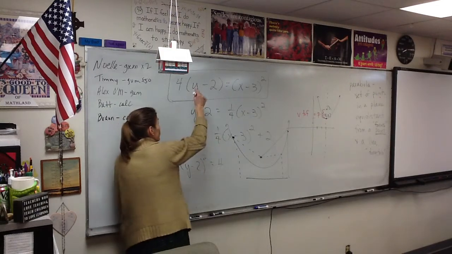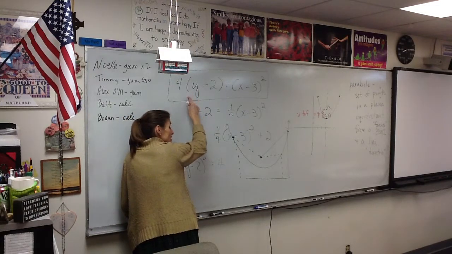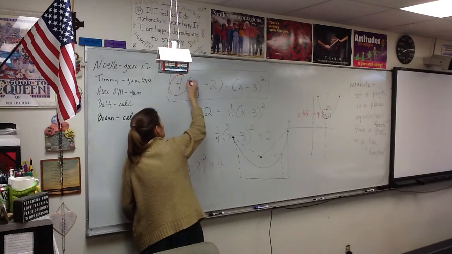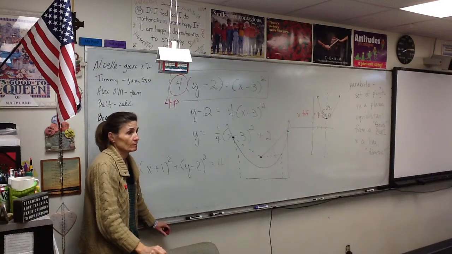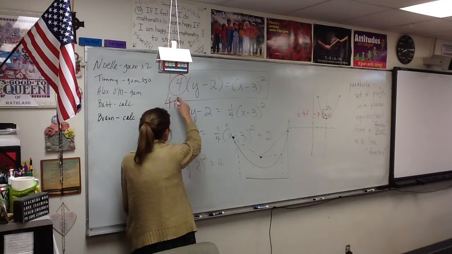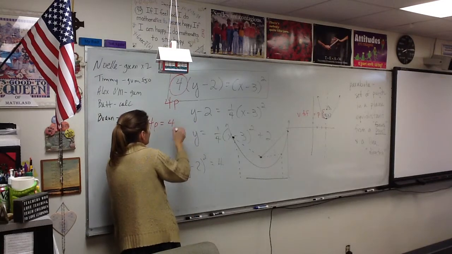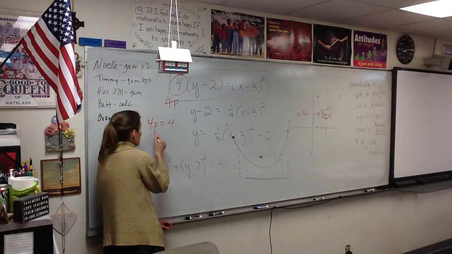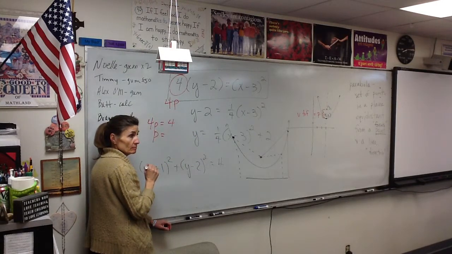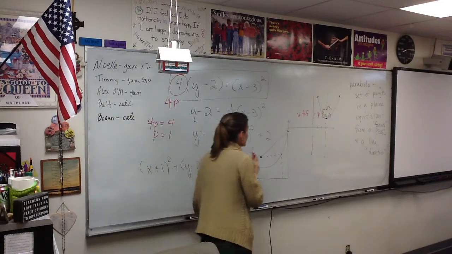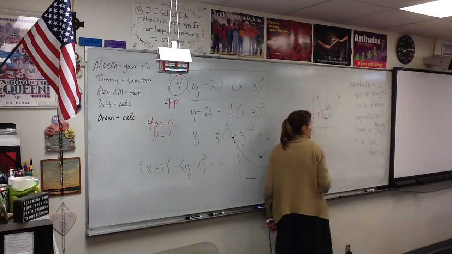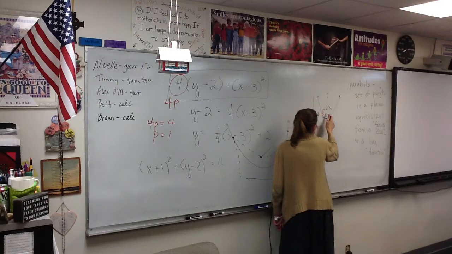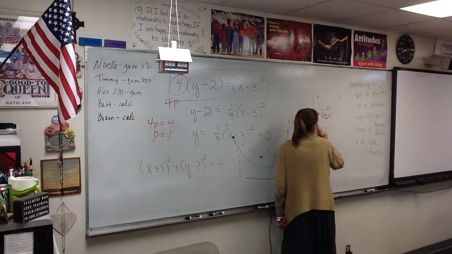If you write your equation of your parabola in this form, this number will always be 4p. So if 4p is 4, then p is 1. And that means that the distance from the vertex to the focus is 1 unit. So if we go up 1 unit, what's our y coordinate here? 3.